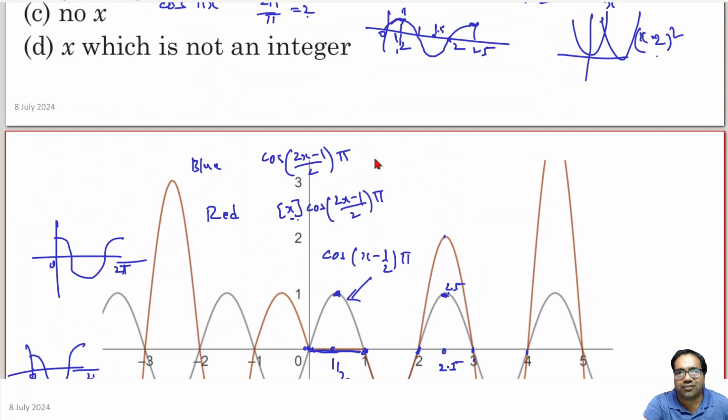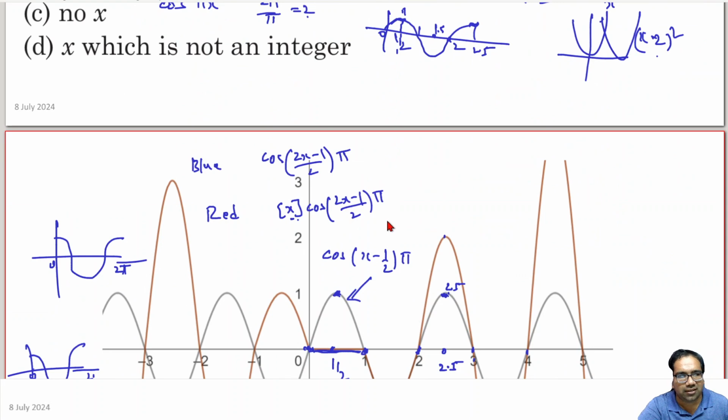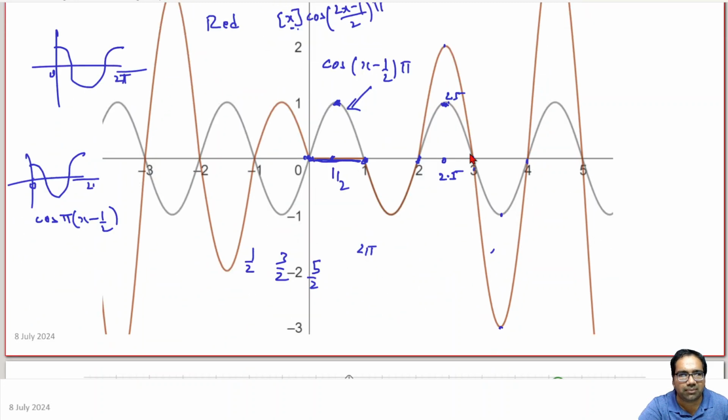Now, why are they doing this? Because once you are getting zeros at every integral point, what does that mean? That means, when you are multiplying with this greatest integer function of x, this cup grows in between every two integers, the size of this cup is growing, right? But you are forcing continuity here, right? The size of the cup is growing, but there will be continuity at these integers.